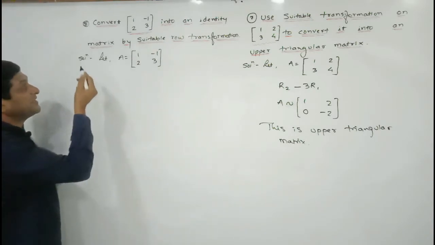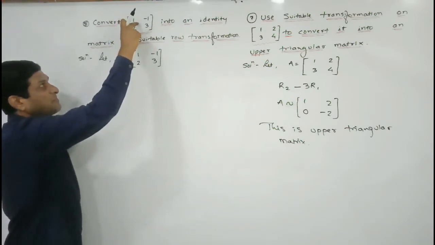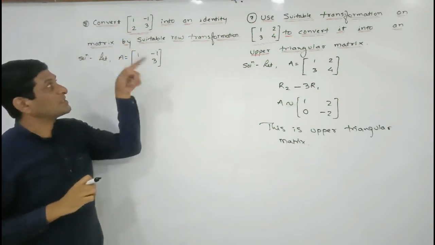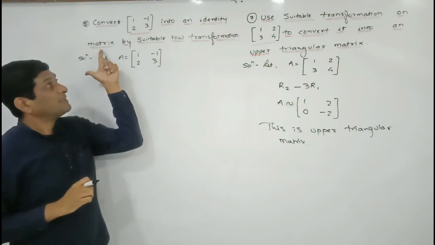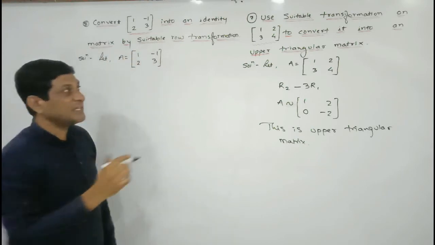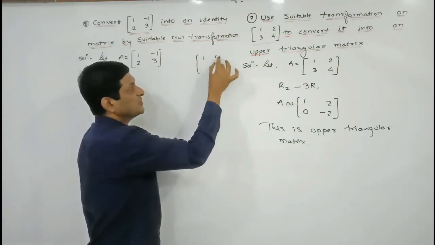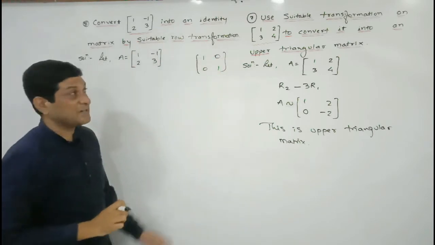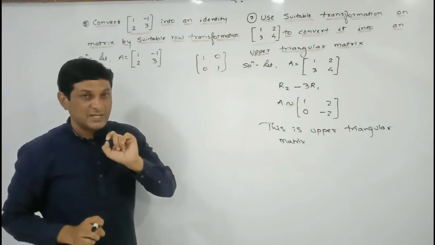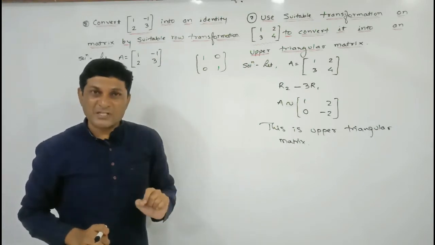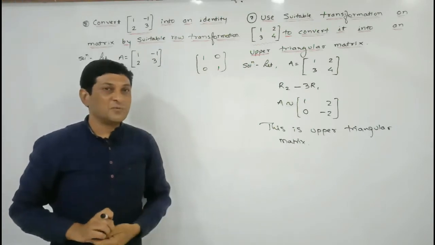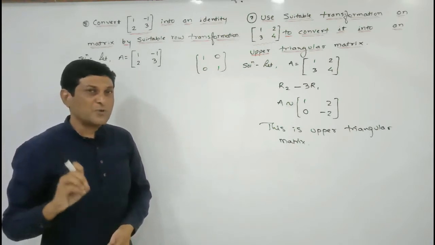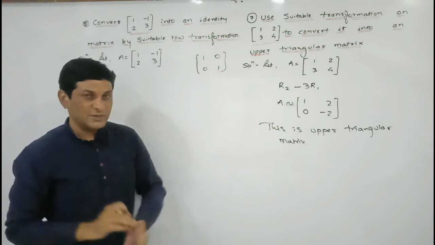Now observe example number 8. In this example, one matrix is given to us which we have denoted by A, and the question is to convert this matrix into an identity matrix. Which are the elements of the identity matrix? 1 0 0 1. So we have to convert this matrix into an identity matrix using row transformation, which means operations should be performed only on the rows, not on the columns.